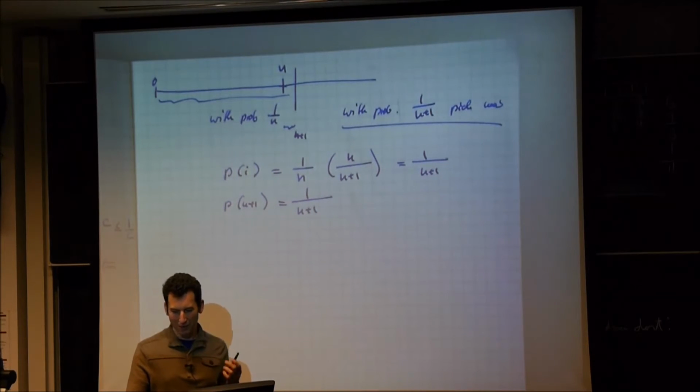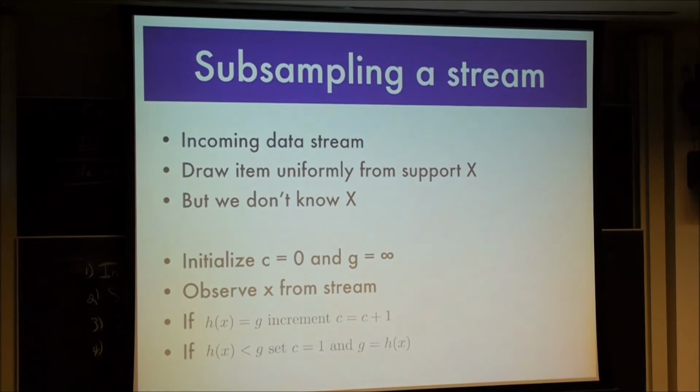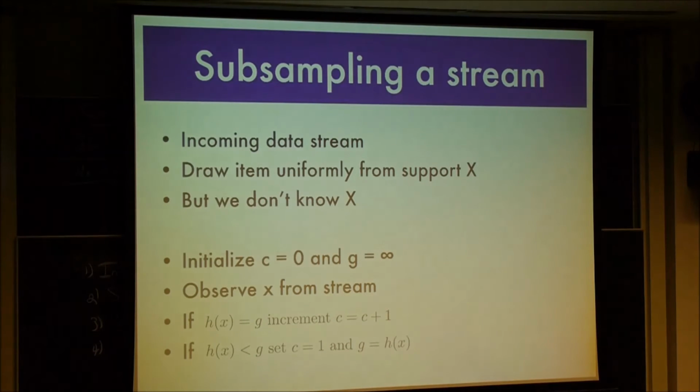So this is basically what we already talked about last week. Yeah, actually, probably 2-3 weeks ago. Namely, when you subsample from a stream, if the hash of the element is the same as what we have, then we increment the counter. Otherwise, we just pick a new element and reset.